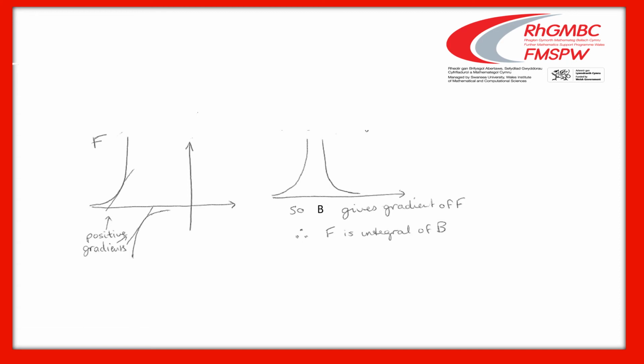This leaves the last pair, F and B graphs, and again we can see that F looks like x to the minus 1 with B a positive x to the minus 2. And if we look at the gradient of F, we can see it is indeed positive. So this implies that B is the gradient, or the differential, of F, and therefore F would be the integral of B.